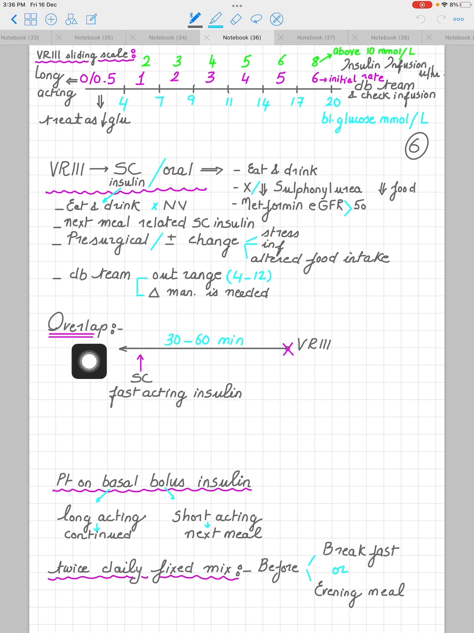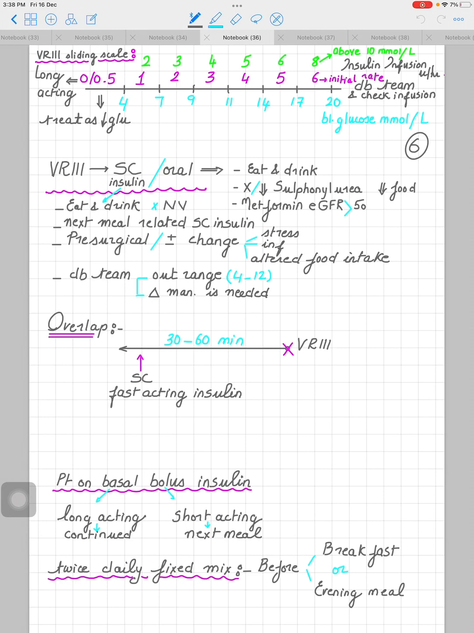Ensure the overlap between the VRIII and the first injection of the fast-acting insulin. The fast-acting insulin should be injected subcutaneously with the meal, and the VRIII discontinued 30 to 60 minutes later.